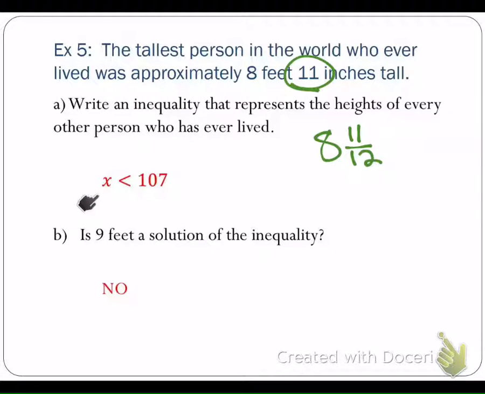So x represents every other person ever. Has anyone also been this tall? No. It said this is the only person. We're not graphing this guy. We're graphing everyone else. So that's why there is no or equal to. Okay? So just x less than 107. I wonder if that's still the same.